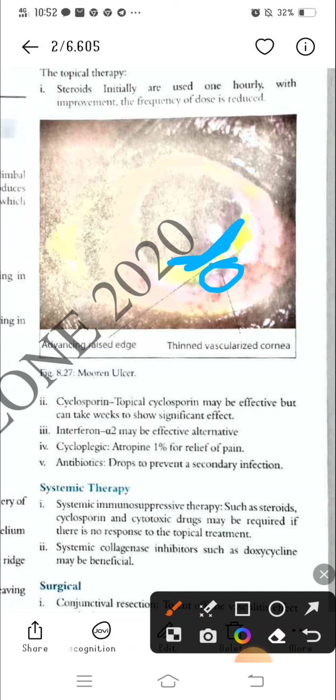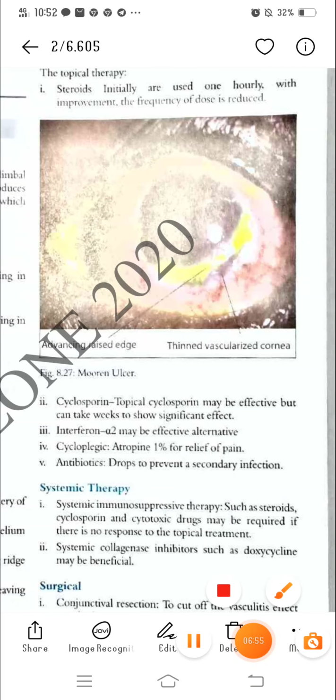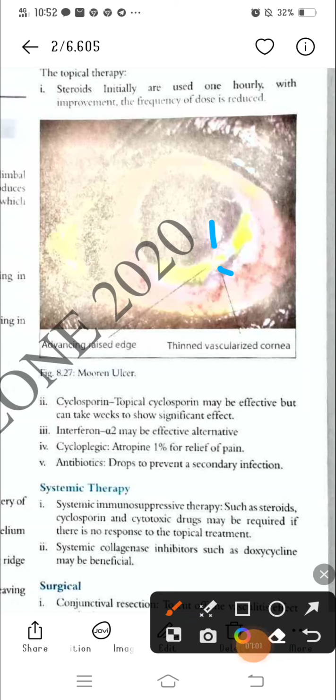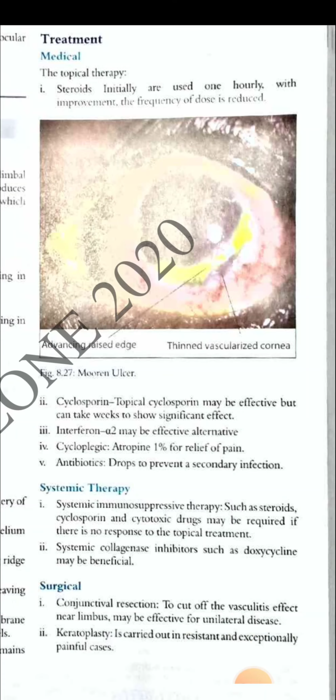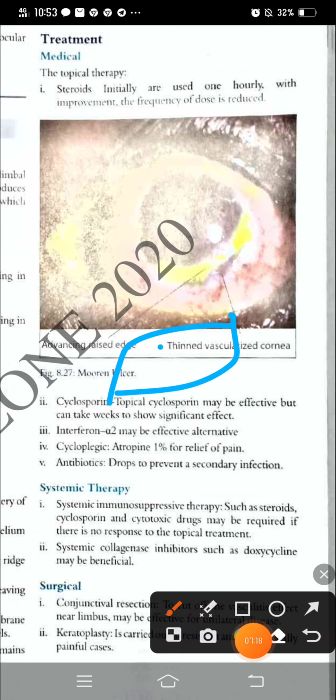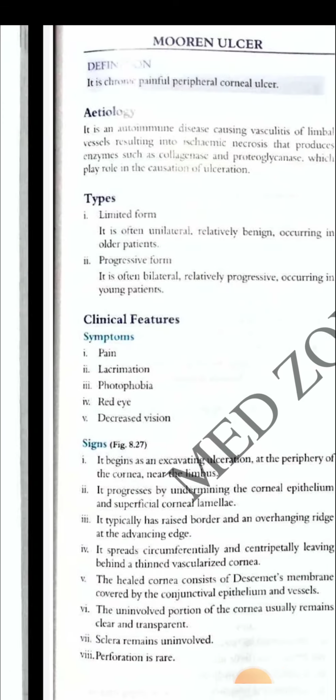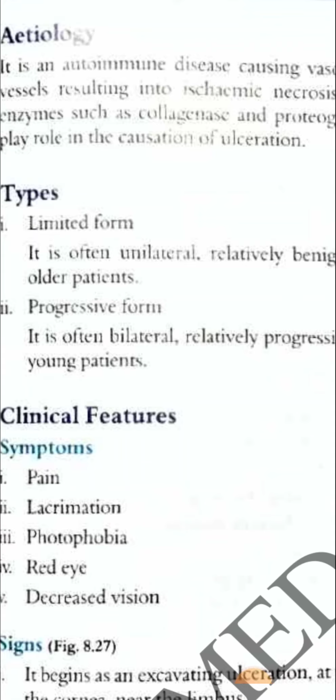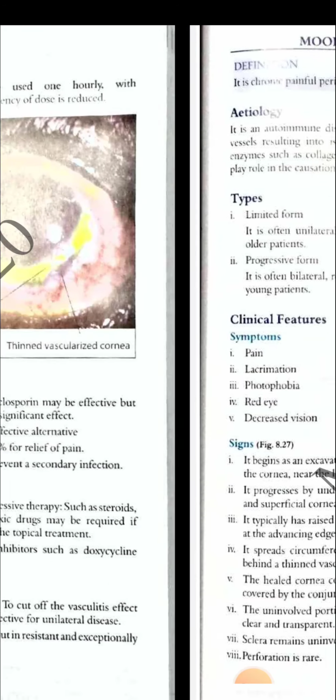thin vascularized cornea. This type of ulcer progresses first circumferentially and then centripetally or axially, and finally involves the whole cornea in some cases, but in other cases it doesn't involve the whole cornea and the remaining cornea remains clear and transparent. Scleral involvement, like this is your eye, this is sclera. Scleral involvement is very rare in this condition, but in the progressive form of the disease scleral involvement is very high. Perforation can also occur in this condition.